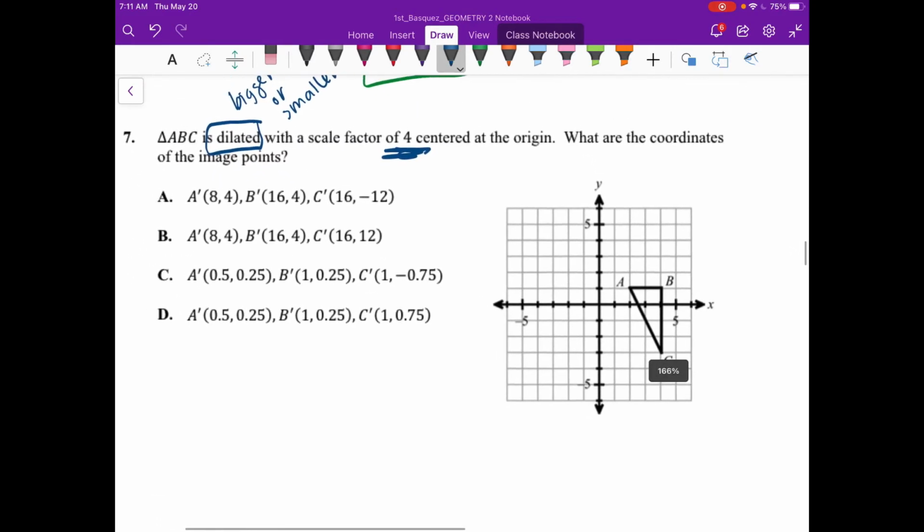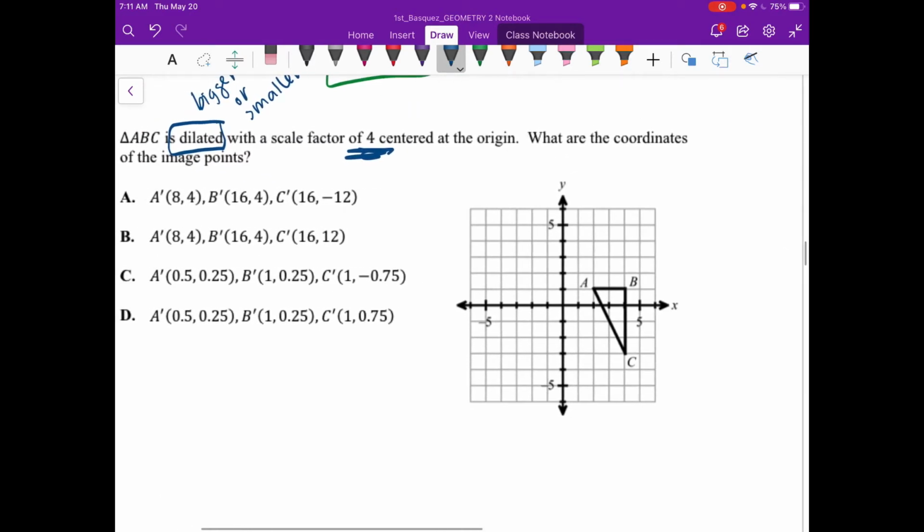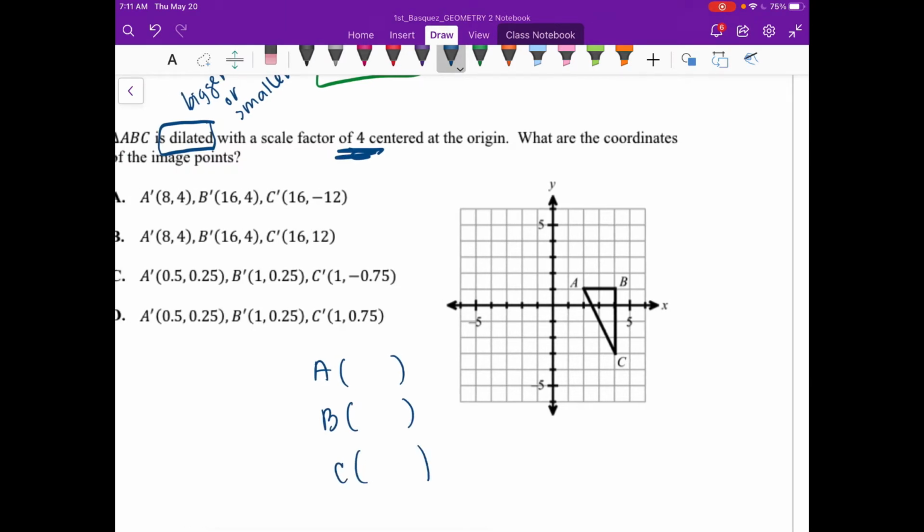Well, this is my original A, B, and C. I like to start off by writing down their original coordinate points. So A is at 2, 1. B is at 4, 1. And C comes out to be at 4, negative 3.